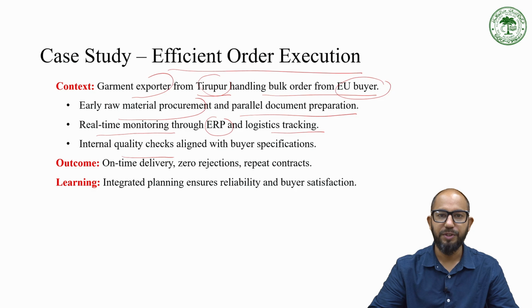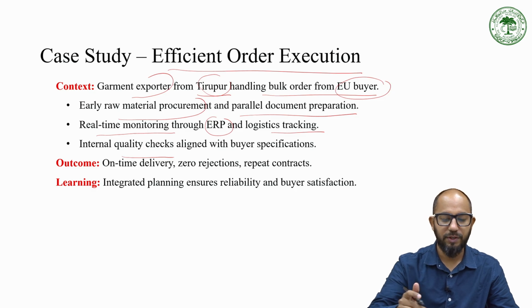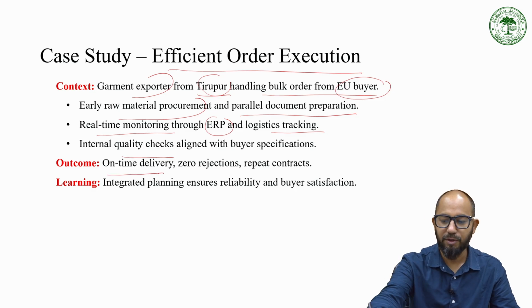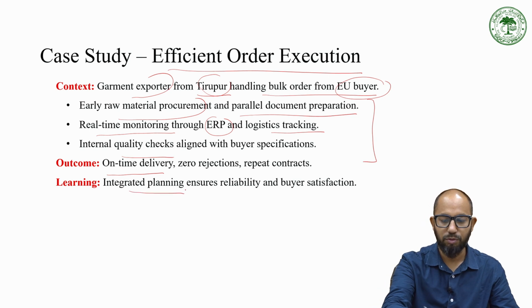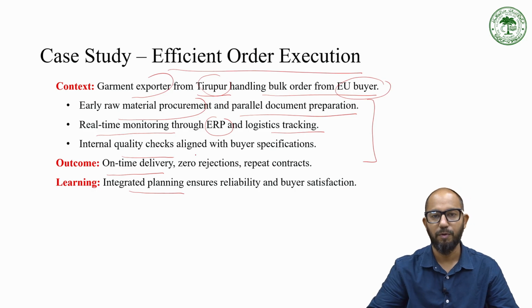What is going to be the outcome? The outcome will be on-time delivery because of all these preparations. Zero rejections will be there by the EU buyer, as well as there is the possibility of repeat contracts from the European Union buyer. What is the learning which we can derive from this case scenario? Integrated planning through different stages of the production ensures reliability and buyer satisfaction.